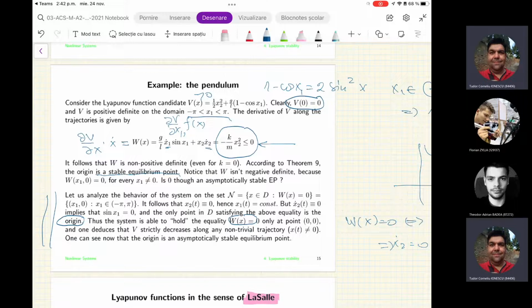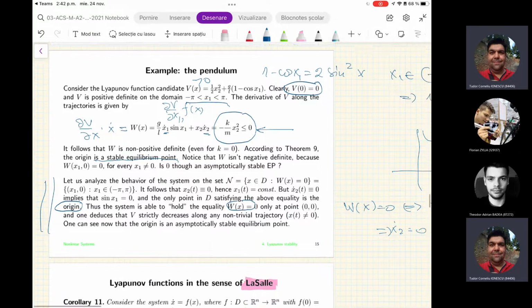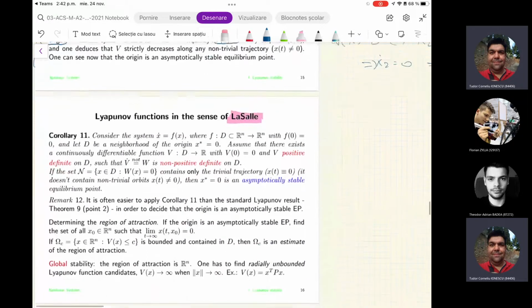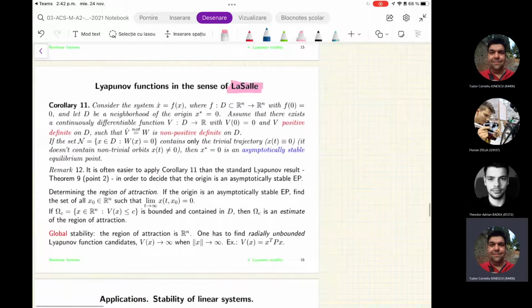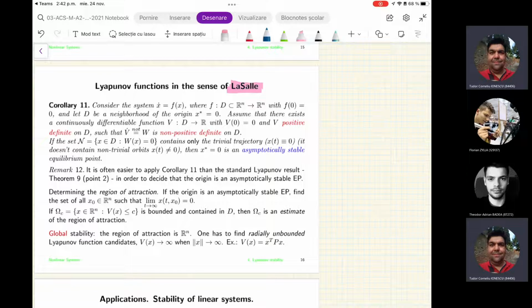Now, this analysis is actually part of what's called LaSalle principle. Lyapunov functions in the sense of LaSalle. LaSalle has extended this Lyapunov analysis, helping us determine the asymptotic stability of an equilibrium point.